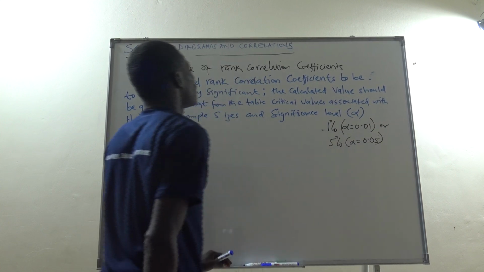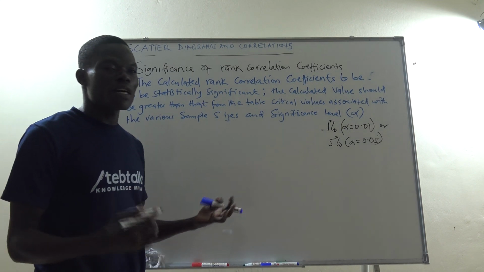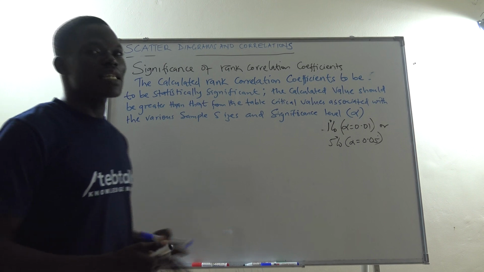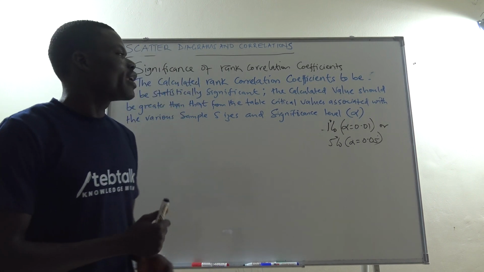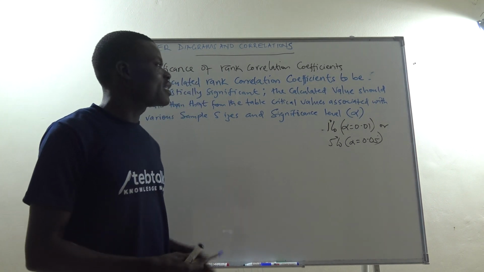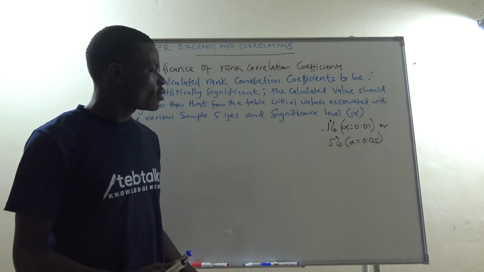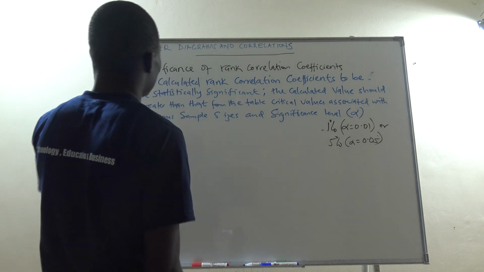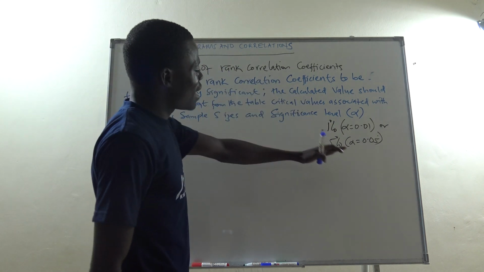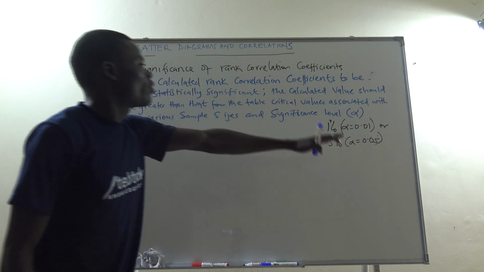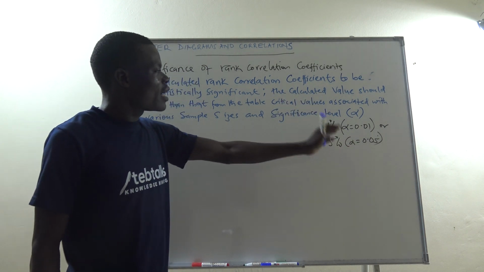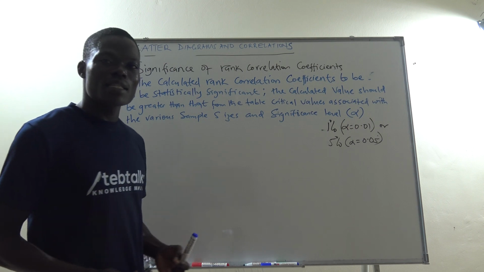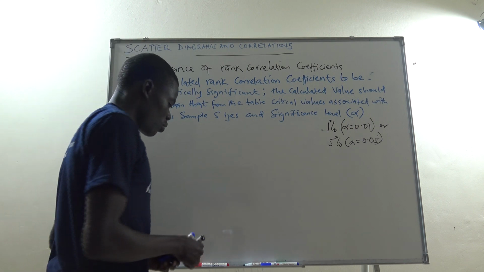So for your calculated Spearman's rank correlation coefficient to be significant, the calculated value of Spearman's rank correlation must be greater than the value at the level of significance that they have just given you, that is, the table Spearman's rank correlation.